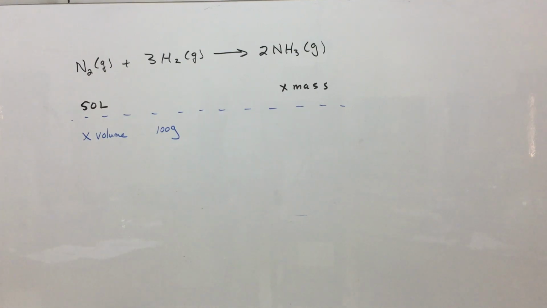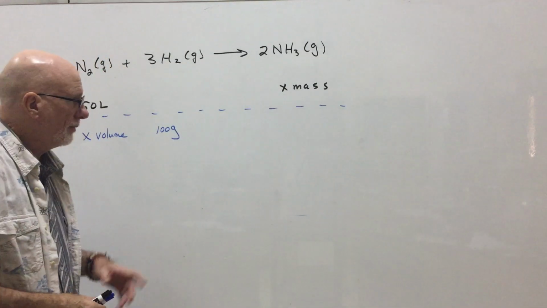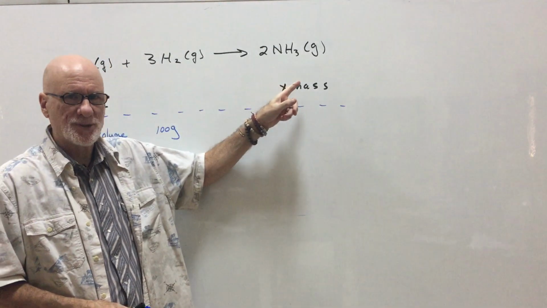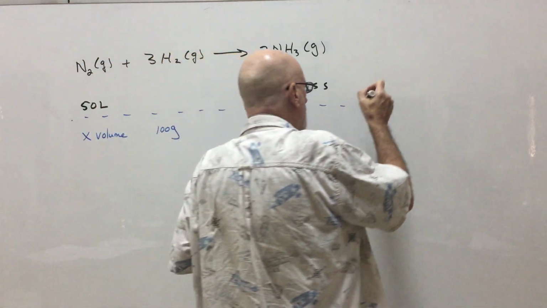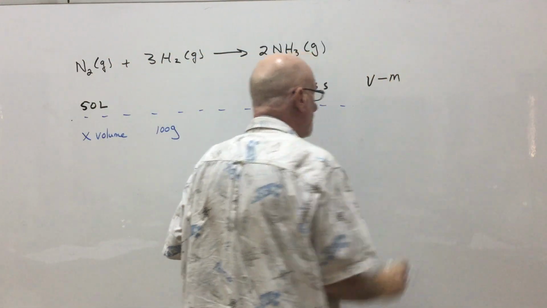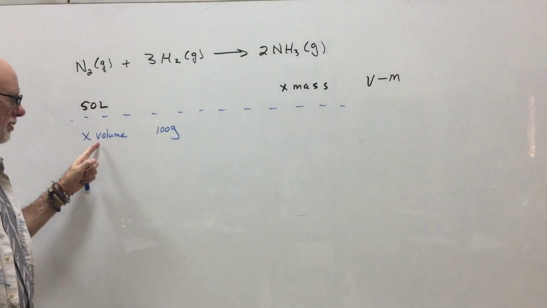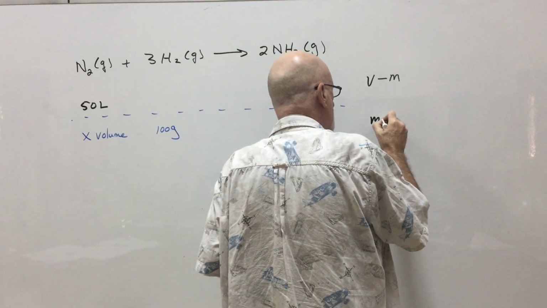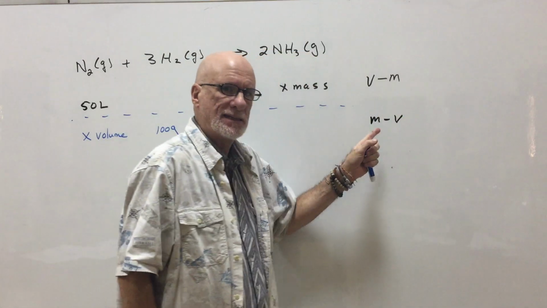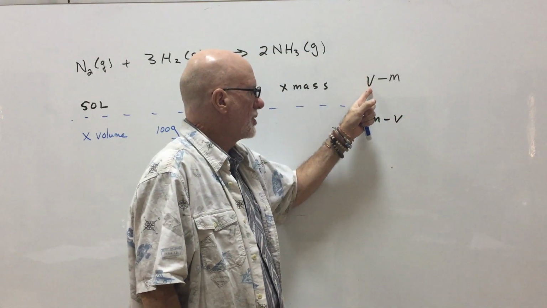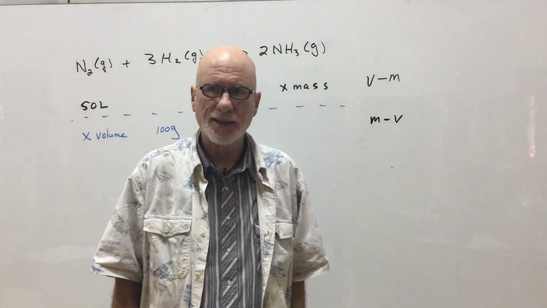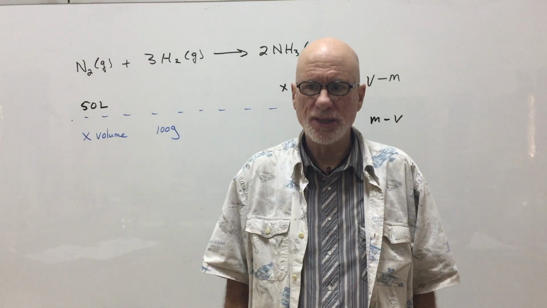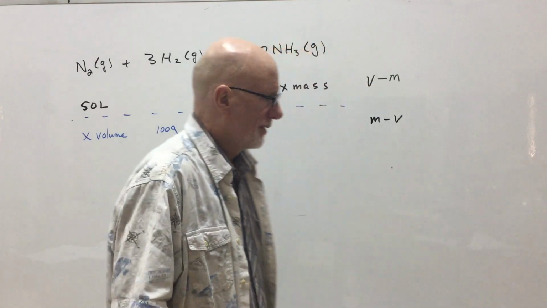Okay, here I have two problems. The top problem is a volume mass problem. So this is volume mass. The bottom problem is a mass volume. In other words, I'm starting with a mass and I've got to calculate the volume. I'm starting with a volume and I calculate the mass. The easiest way to do this is using moles.